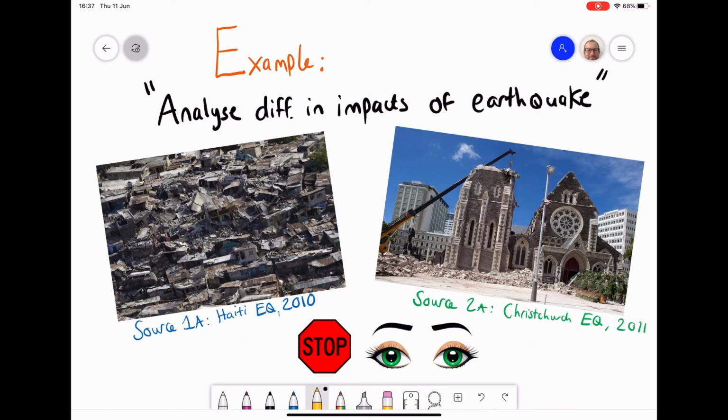So I'm now going to talk you through another example question. The question is, analyse the differences in the impacts of an earthquake. I've given you two different earthquake pictures here as sources.